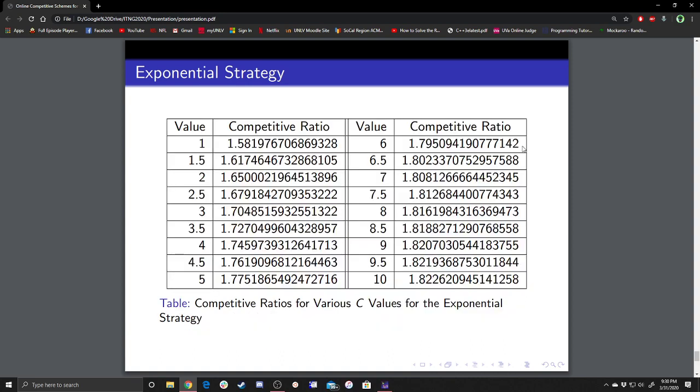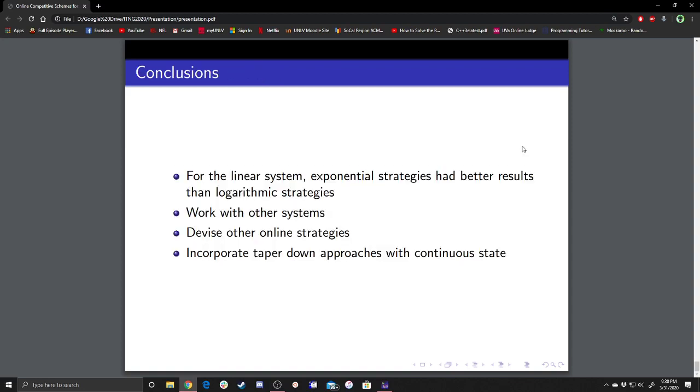So we have some more examples worked out, more simulations we've done. This gives us all the competitive ratios for different C values. We see right here that when C is smaller, it's going to give us better results. And in general, the exponential strategies perform a lot better than the logarithmic strategies for various different cases. So let's go ahead and go to a conclusion.